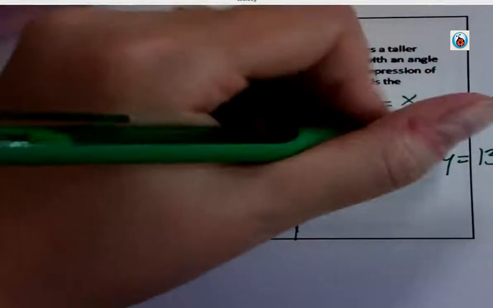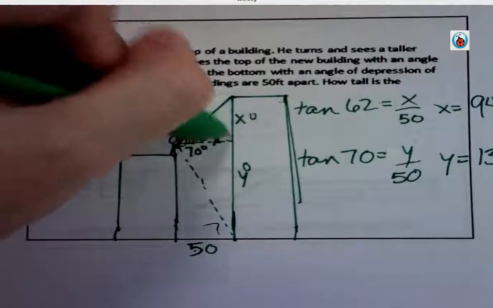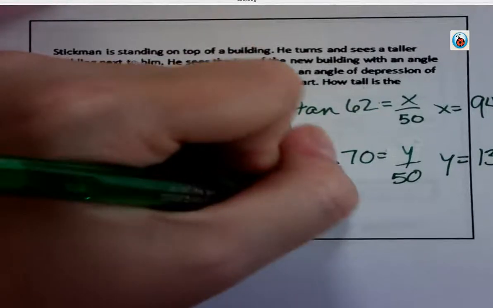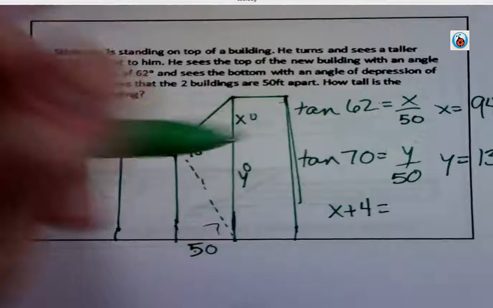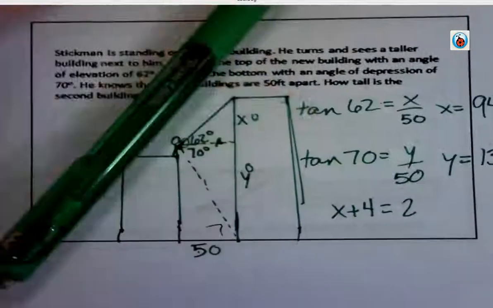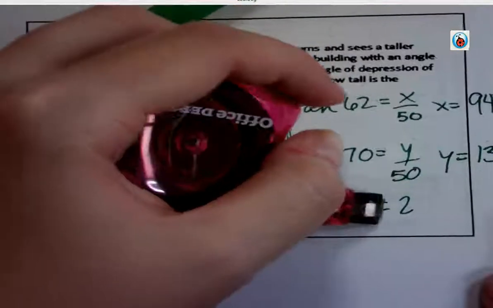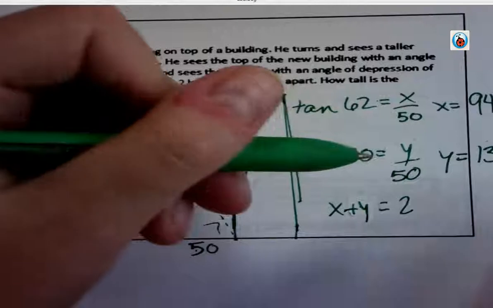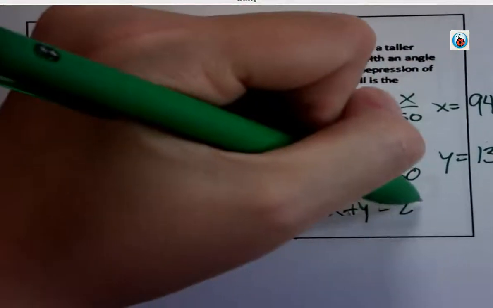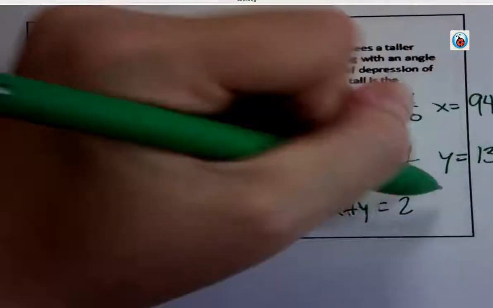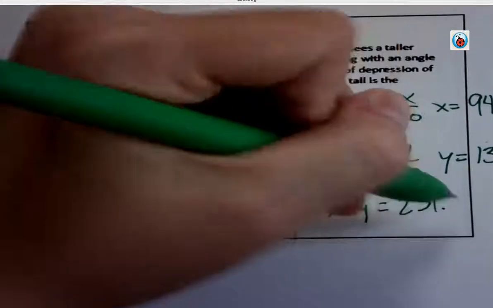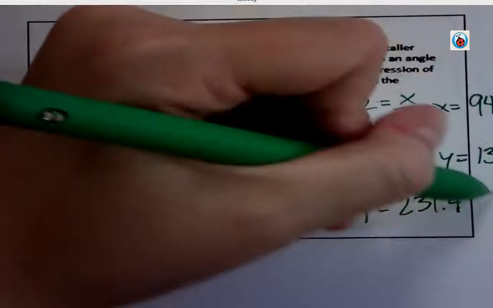Alright, now you've got x and you've got y, so we know how long that side of that triangle is. We just need to add these together. So x plus y. I'm going crazy. Whew. Sorry guys, that's rough. X plus y. But when you add the 94 and the 137.4, you get 231.4 feet.